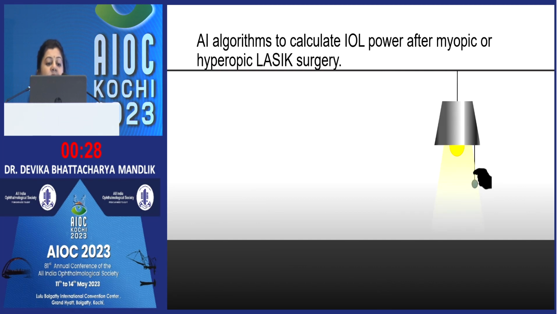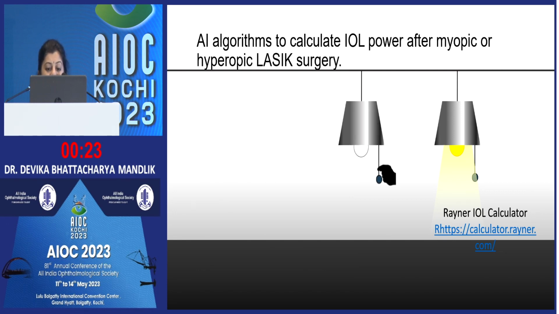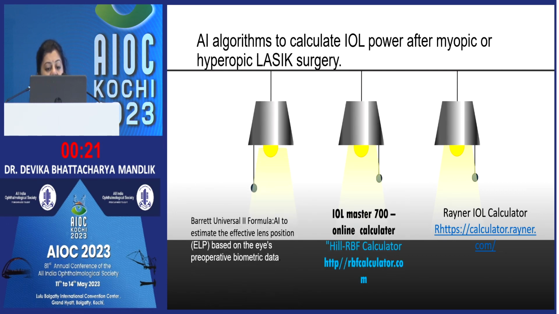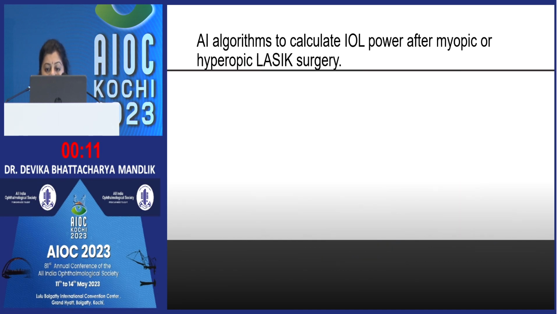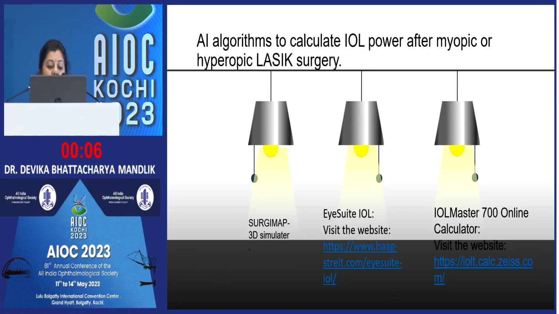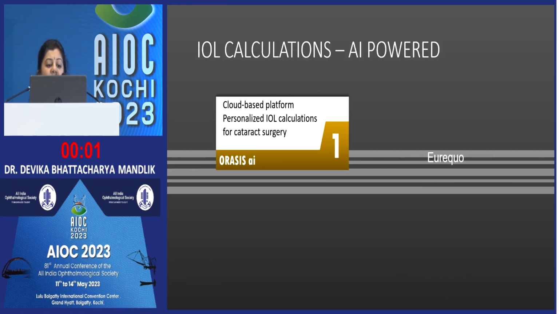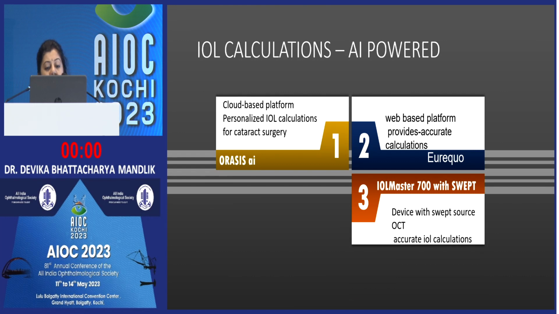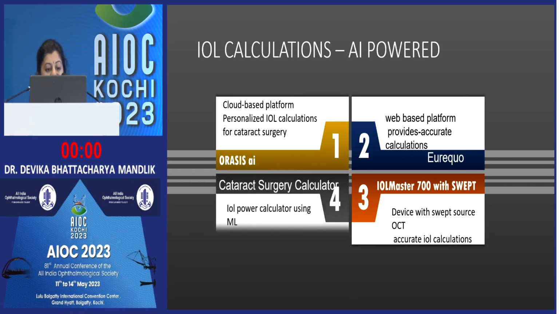Now, various algorithms which are used to calculate IOL power, I will just name them and you can take note of these websites. There is Reiner IOL calculator, IOL Master 700 online calculator, Barrett's Universal 2 Formula AI to estimate the effective lens position based on the eye's preoperative biometric data. Then we have IOL Master 700 online, iSuite IOL website, Surgery Map 3D simulator. Again, we have Orasis AI, ERUO, IOL Master 700 with Swept Source, and cataract surgery calculator. These are all web-based tools.